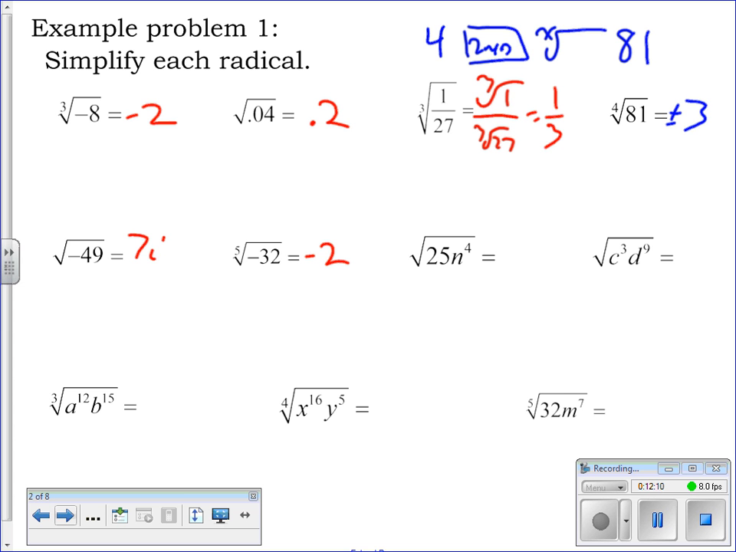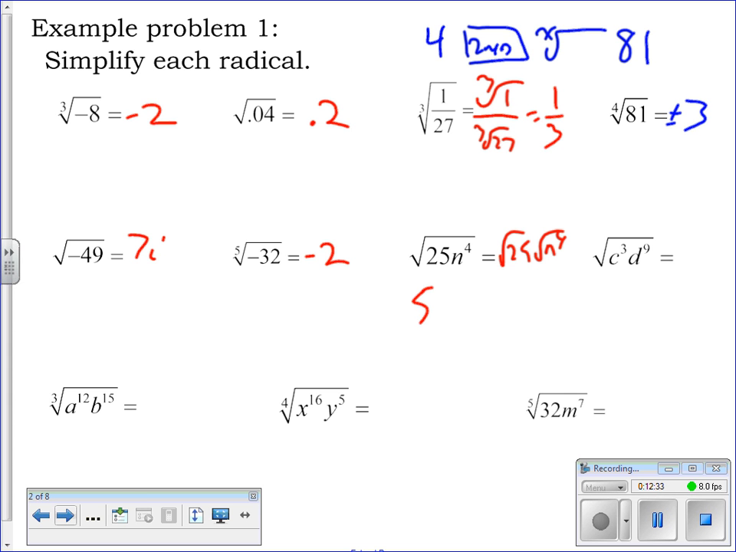Ooh, now we've got variables involved. Uh-oh. That's not that big a deal. Break it up into parts: the square root of 25 times the square root of n to the 4th. The square root of 25 we know how to deal with, right? What's the square root of 25? 5.